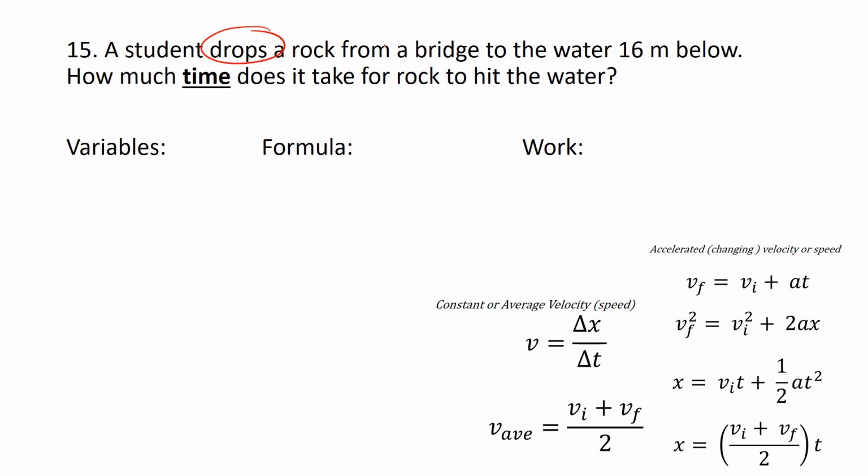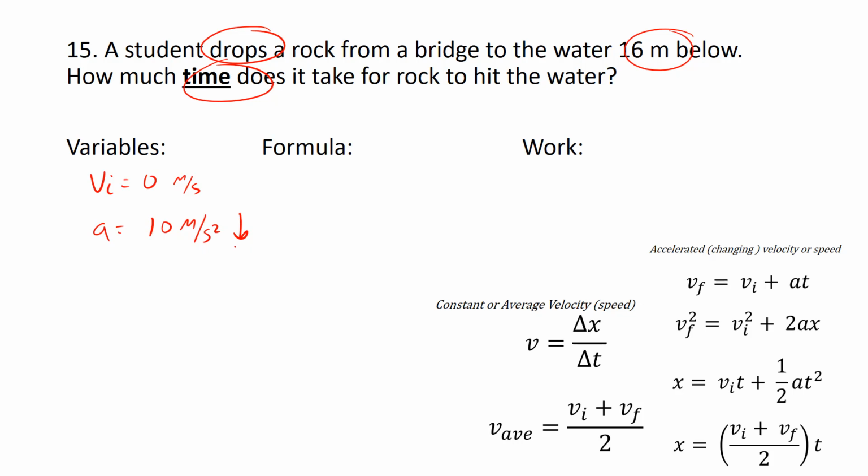Okay, number 15. A student drops, and this is going to be important, a rock from a bridge to water 16 meters below. How much time does it take for the rock to hit the water? Okay, it's dropping, it doesn't say anything else. Dropping tells me two things. It's starting from a velocity of 0 meters per second. And its acceleration, since it's falling through the air, is gravity, 10 meters per second squared downward. I'm going to draw an arrow in here.